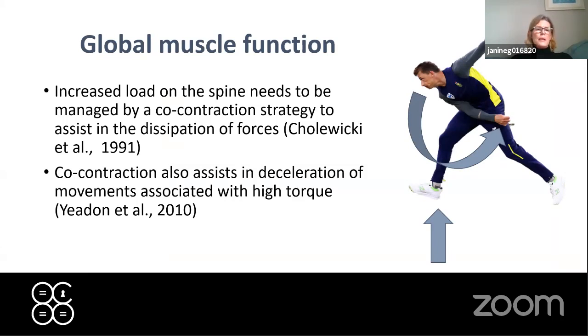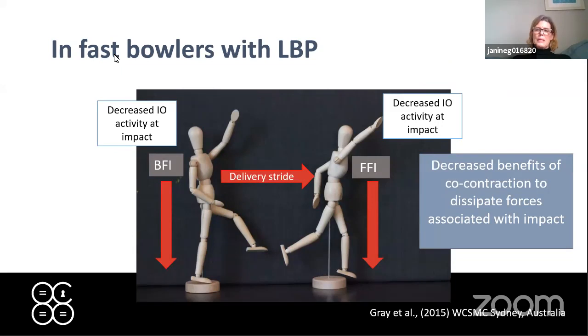And we know that a co-contraction strategy may assist in dissipating forces. So co-contraction between an agonist and an antagonist muscle. So co-contraction can also assist in the deceleration of movements with high torque. So for instance, we want that whole internal rotation follow through after ball release to be adequately decelerated. And I'm going to discuss what muscles need to be done here.